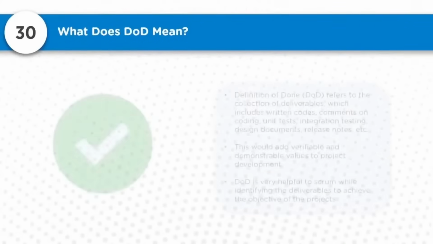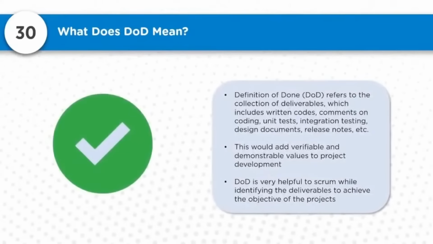Now question number 30, what does DOD mean? Definition of done, right? So DOD refers to the collection of deliverables, which includes written code, comments on coding, unit tests, integration testing, design documents, release notes, etc. This would add valuable and demonstrable value to the project development. So DOD is very helpful to Scrum while identifying the deliverables to achieve the objectives of the project.